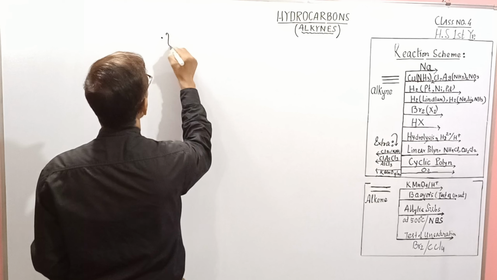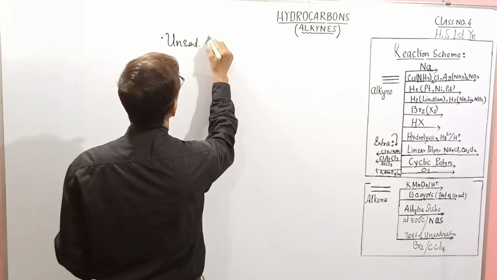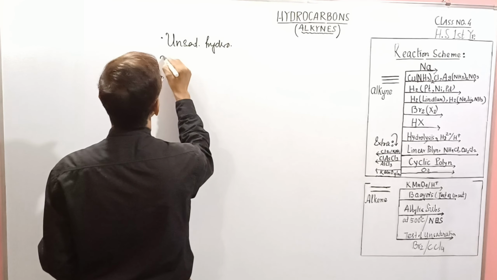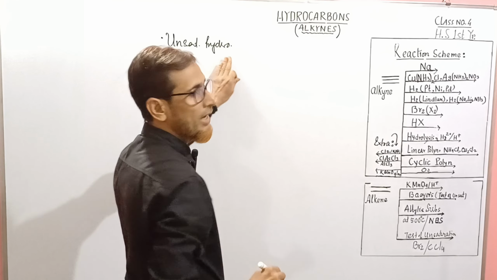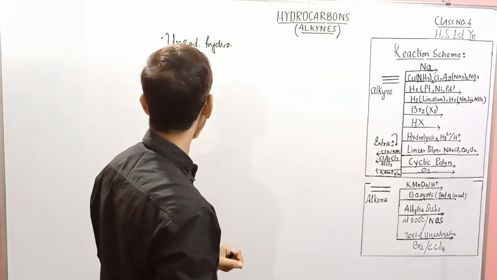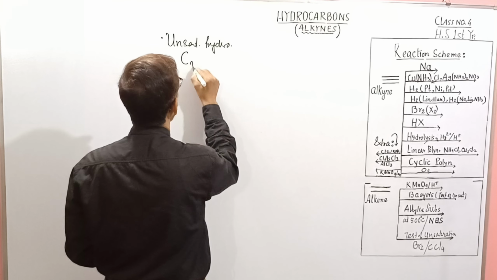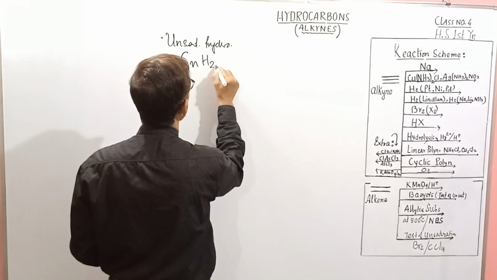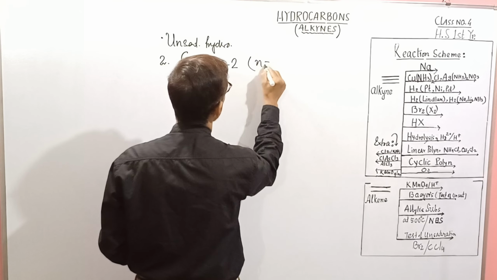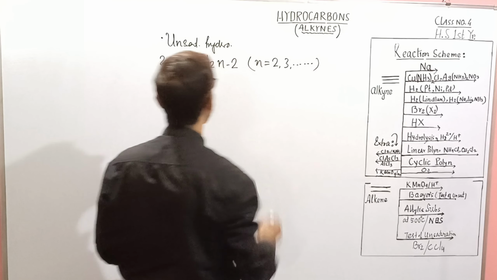Number 1, alkynes are unsaturated hydrocarbons. There is at least one triple bond. The general formula of alkyne is CnH2n-2, where n starts from 2, 3, etc.